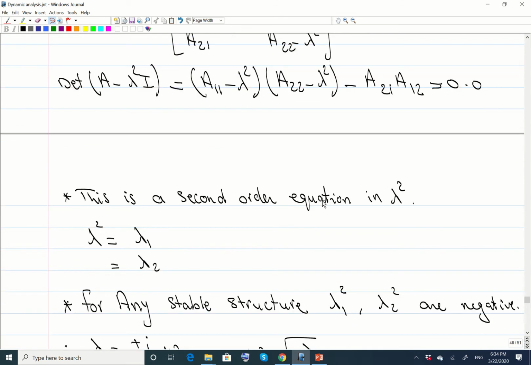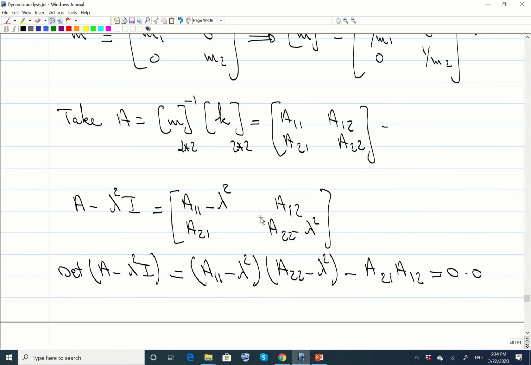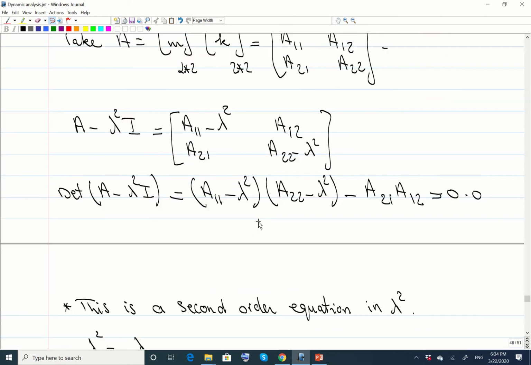So this is a second order equation. Lambda squared is going to have two solutions. So those are the solutions, lambda 1, lambda 2, that come from the solution of this eigenvalue problem. Okay, so since we had 2 degrees of freedom only, we had two solutions.